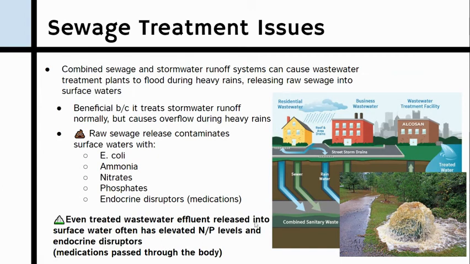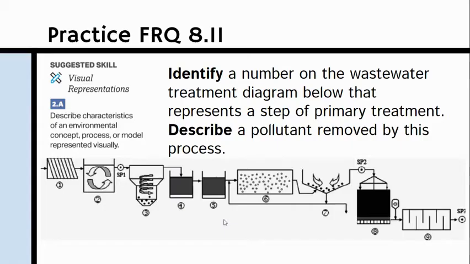Even treated wastewater effluent released into surface water often has elevated nitrogen and phosphorus levels and endocrine disruptors. These are medicines, again, as we mentioned, that pass through the body and inhibit hormones from acting properly or mimic hormones. And so it encourages certain responses that your body isn't really interested in.